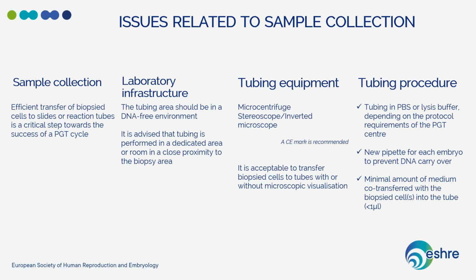For the tubing equipment, a microcentrifuge and a stereoscope or inverted microscope are advised, but it is acceptable to transfer biopsied cells to tubes with or without microscopic visualization. The tubing procedure could be in PBS or lysis buffer, depending on the protocol requirements of the PGT center. A new pipette is strongly recommended for each embryo to prevent DNA carryover into the tubes, and the amount of medium co-transferred with the biopsied cells into the tube should stay less than 1 microliter.